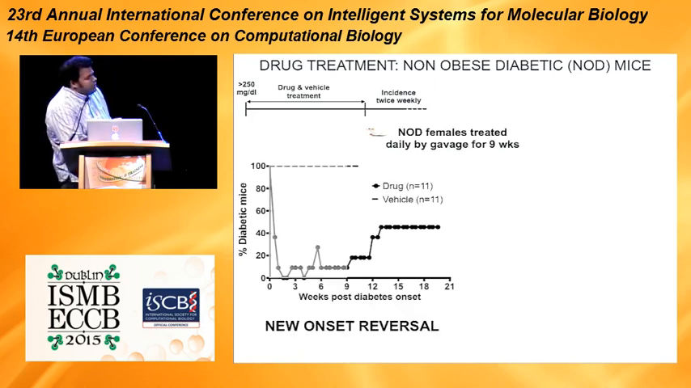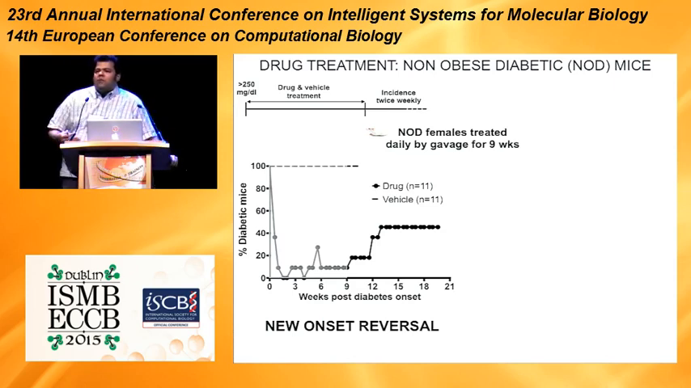So what you see in the shaded portion is the drug treatment, and you see that the diabetes incidence was 100%, and within a few days it drops for all 100% of the mice. But it kind of went up to 15 or 10% during the drug treatment, out of the 11 mice which were drug treated and 11 which were vehicle treated. And when you stop the drug at 9 weeks, only about 40% of these mice remain diabetic. The rest, 60% of them, are diabetes free.